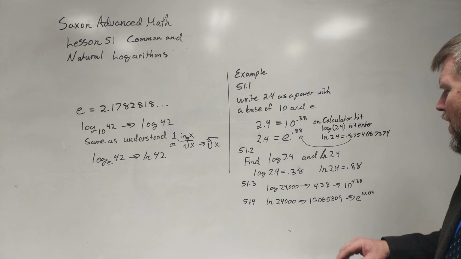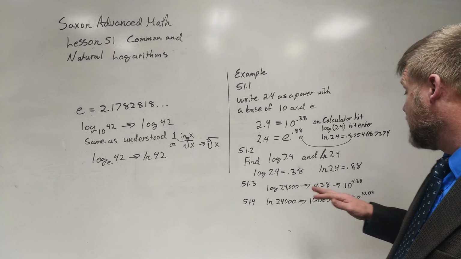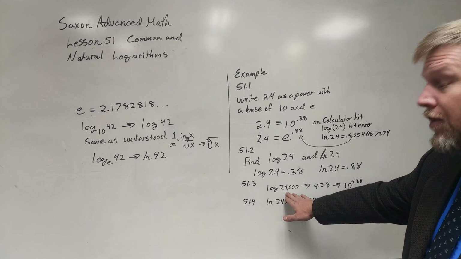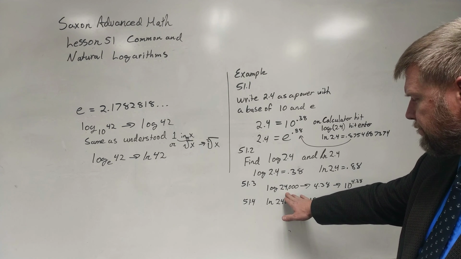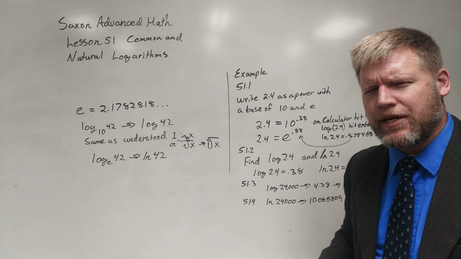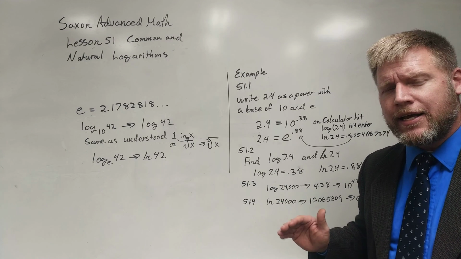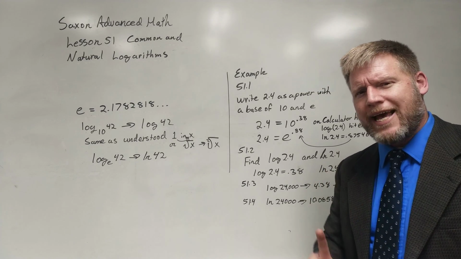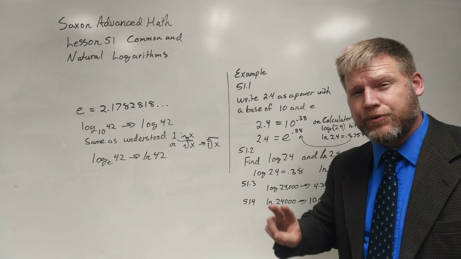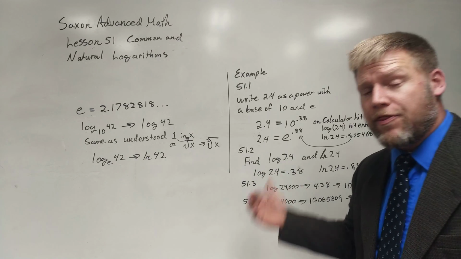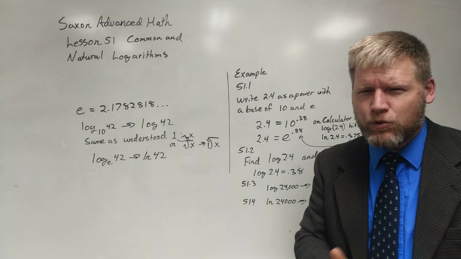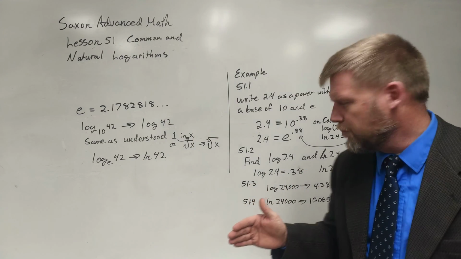51.3 says write 24,000 as a power of 10. Well, it's not an even one. If it was, I would say 10 to the 1 is 10, 2 is 100, 3 is 1,000, 4, and you understand what we're doing is just adding a 0, because we're saying how many times 10 is being multiplied.